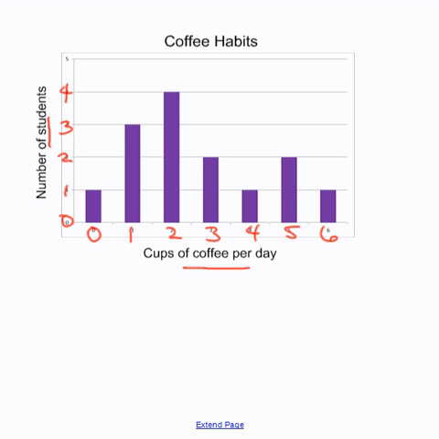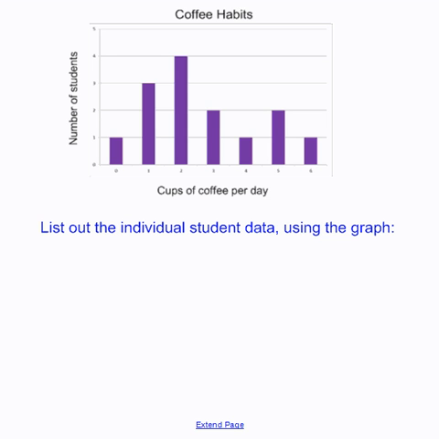So remember how to read the graph. If I look at this particular one, this says 4 people drink 2 cups of coffee a day in this particular group of people. Okay, so if we want to list out the individual student data using the graph, we can just extract it in the same way that we built the graph before.